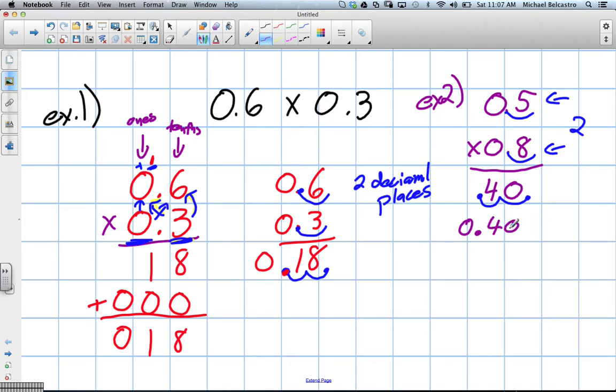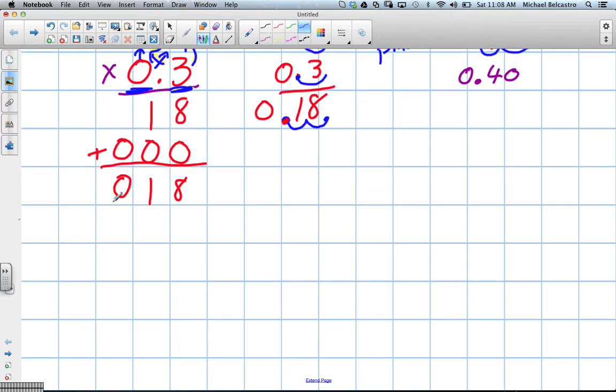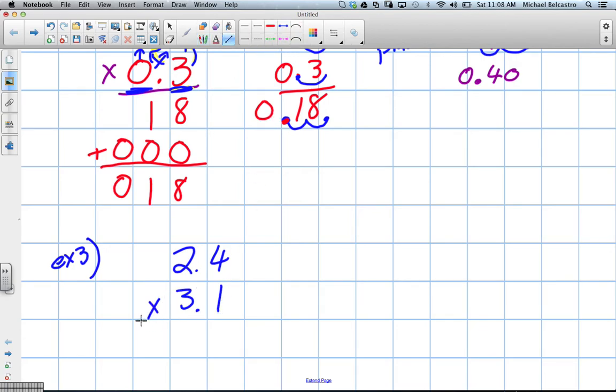So really it's identical to multiplication before. The only thing is we have to count decimal places, so depending on how many decimals we have in our questions. Okay? We'll do one more that's a little more difficult. Let's say we had a value, we'll call this example 3, something like 2.4 times 3.1.